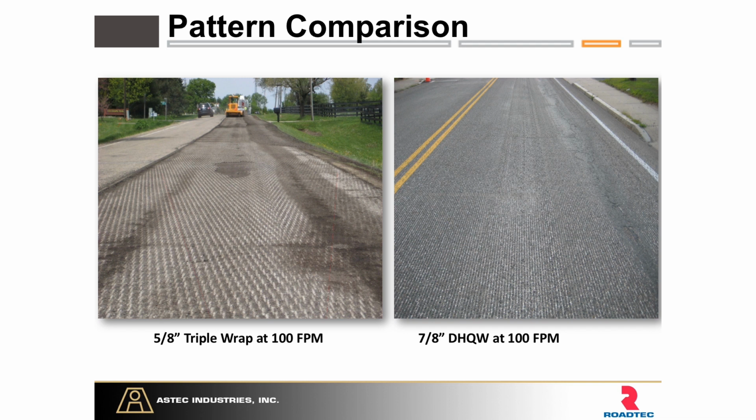100 feet per minute is more of a production rate we see in the field. And you see we have this all too common chevron pattern here where we see the V caused by this residual material that aligns. With a double hit drum at the same advance rate, it's a much smoother pattern.